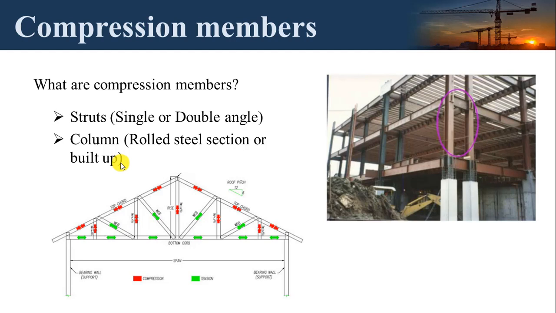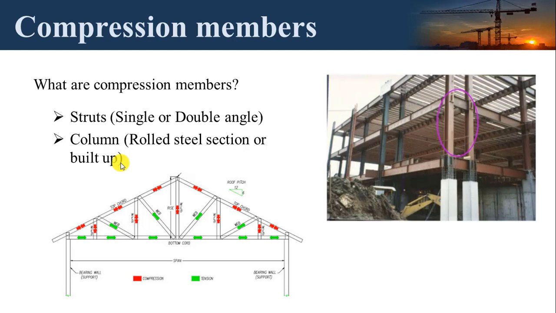For columns, if it is carrying a very light or very small load, then even that column can be designed with a rolled steel section. But if it is carrying heavy loads, then we need to go for a built up section. So in this unit we will observe all these different designs: the design of the principal rafter, the design of the strut, then the design of the column.